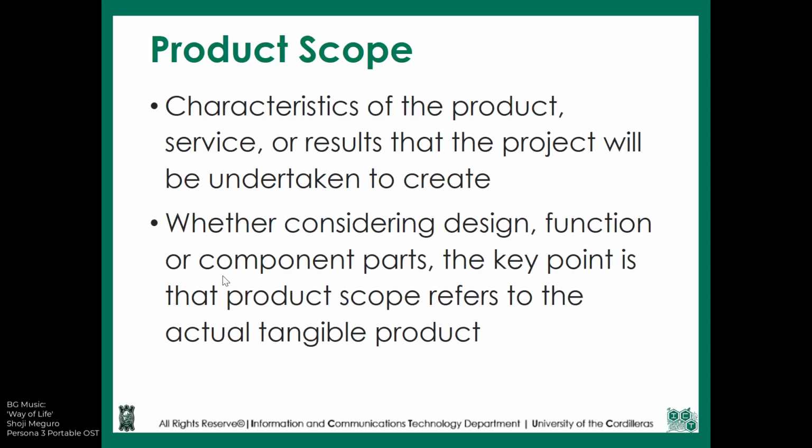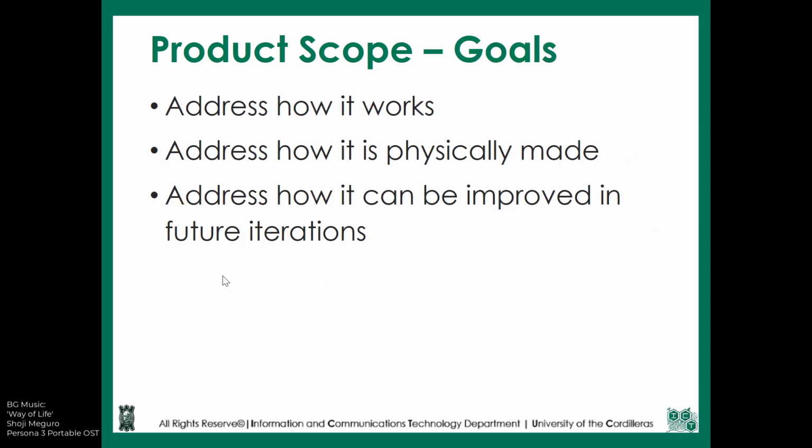Under product scope, this focuses on the characteristics of the product, service, or the results that the project will be undertaken to create. So this is more on the quality of your project or your product. So how many details are in there and all of those things. The goal of product scope is to address how it works, how it's physically made. So for animation and programming, it's more on the programming language and the software that you will have to use, and also how it can be improved in future iterations. However, for the third part, it's not really necessary, as a project is something that's temporary. So if you want a high quality scope, then you would have to include the third.